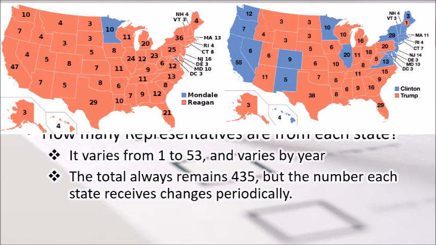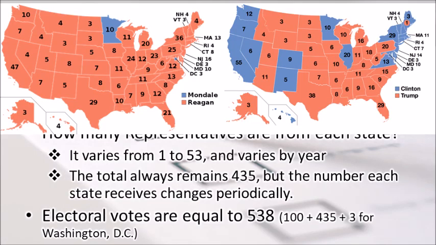In the year 2020, we did another census. So the total that we have then is always going to remain 435. 435 members in the House. But the number that each state receives does change periodically. Roughly every 10 years, it has the opportunity to change based on the U.S. Census.